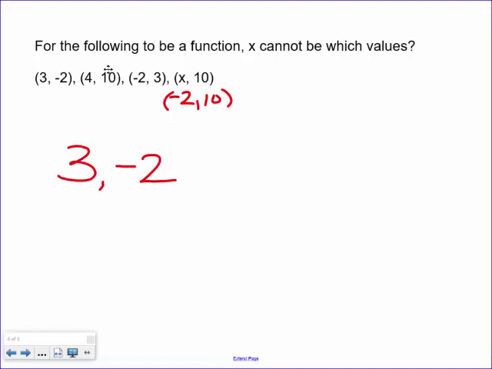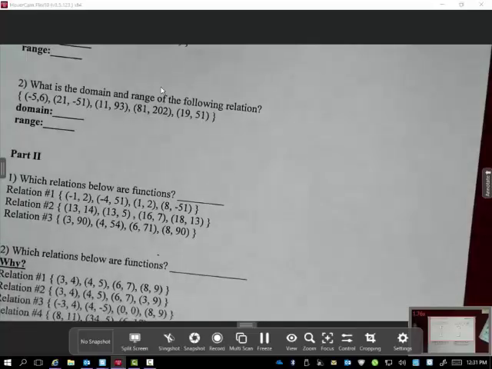Okay. Any questions on how you do that? Okay. I'm going to give you your assignment now. It is front and back. There's not a whole lot to it. Let me show you what it looks like real quick.